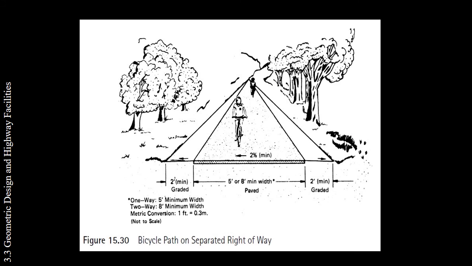So the next figure illustrates the path on a separated right of way. There's a width of 5 or 8 feet that has a 2% grade minimum, and for the left and right side there is a 2 feet minimum graded area.